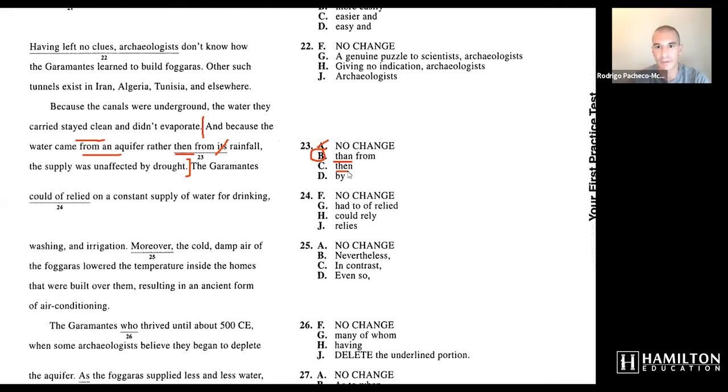With C, we see that we only have then, the easily confused word. That's not going to work. And D, we have by as a preposition, but to come by means something different from to come from. So that's not going to work with the context that we have. So we can also eliminate D.